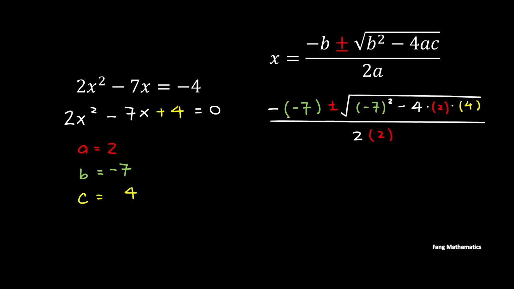We are now to simplify. Let's start from minus B. So -7 should give you 7. Let's keep the plus or minus. And we are to simplify whatever is inside the square root. So -7 in parentheses squared should give you 49, minus 4 times 2 times 4. So that should be -32. 49 minus 32 should give you 17, over 2 times 2, that is 4.